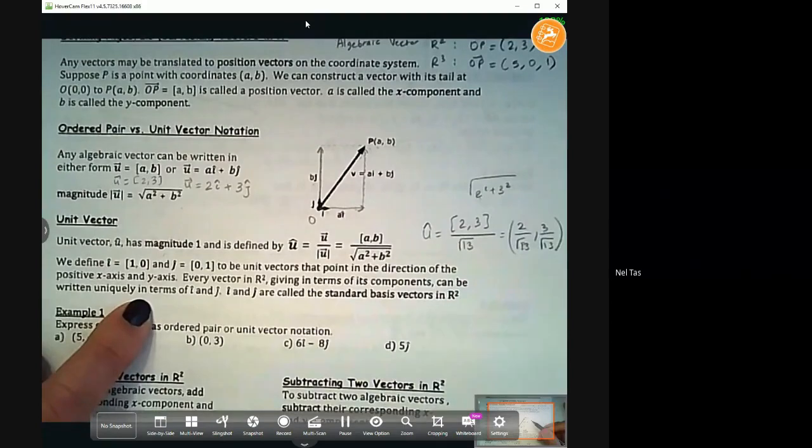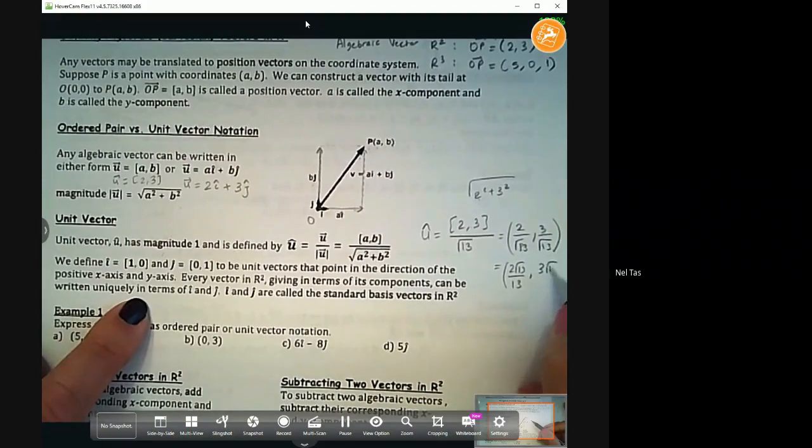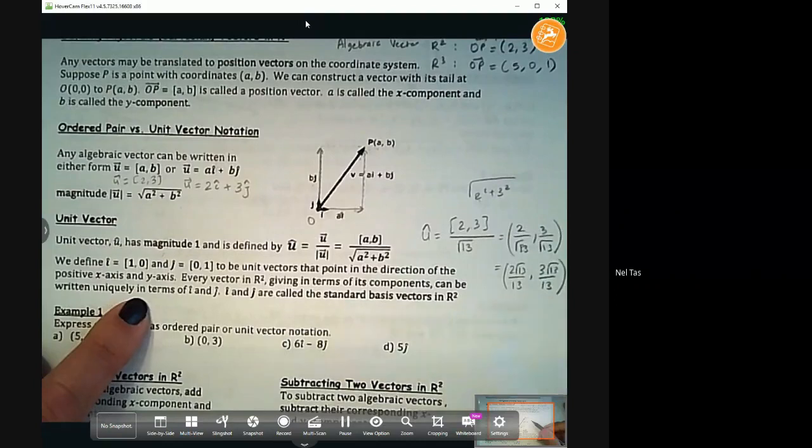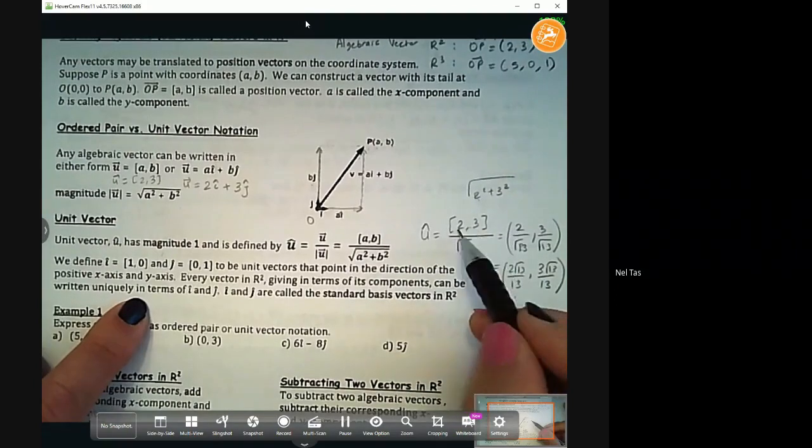And of course, you could rationalize the denominator here, and that would give you 2 root 13 over 13, 3 root 13 over 13, which would be the unit vector that has the same direction as vector 2, 3.